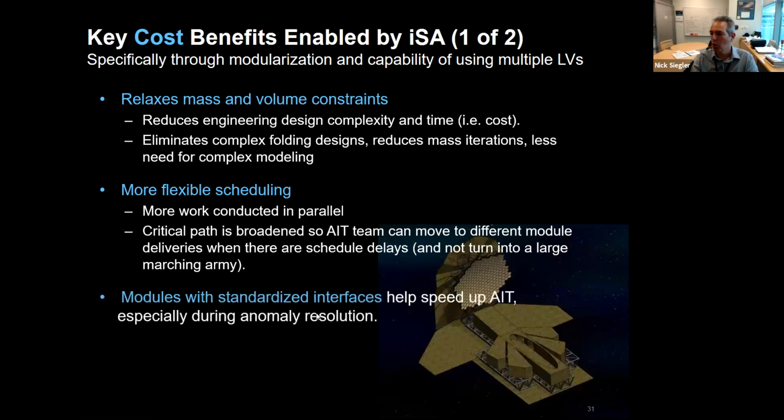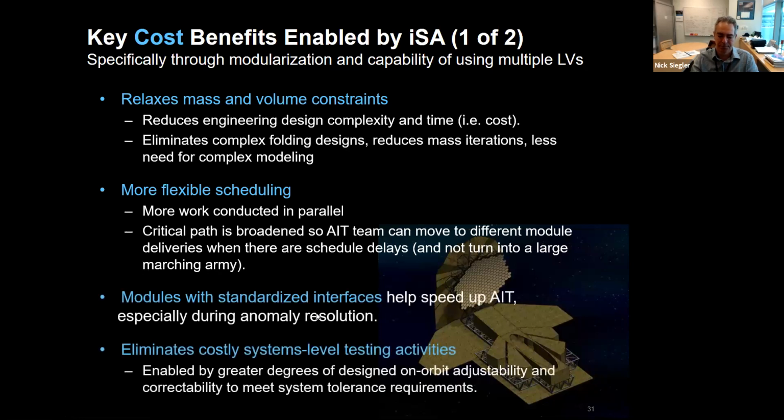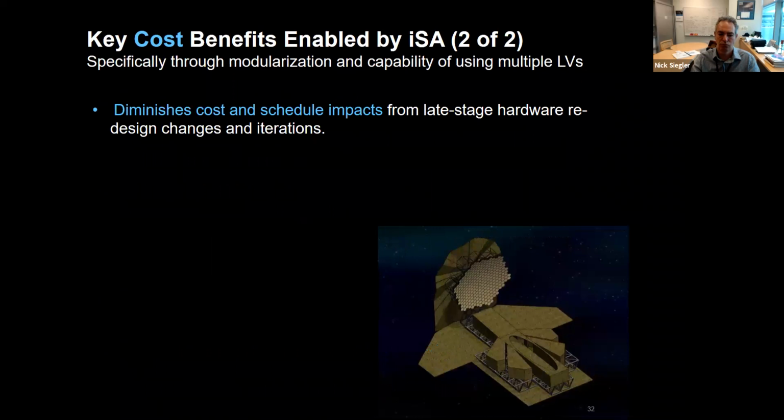And then if something goes wrong, you can just pull out that one particular module. You don't have to pull out a whole bunch of other complicatedly integrated components like we have with Webb. It's unlikely that we're going to be doing end-to-end system testing, so we won't have to wait to put everything together. As I mentioned before, we're going to build in on-orbit adjustability and correctability and save a lot of those expenses. All right.